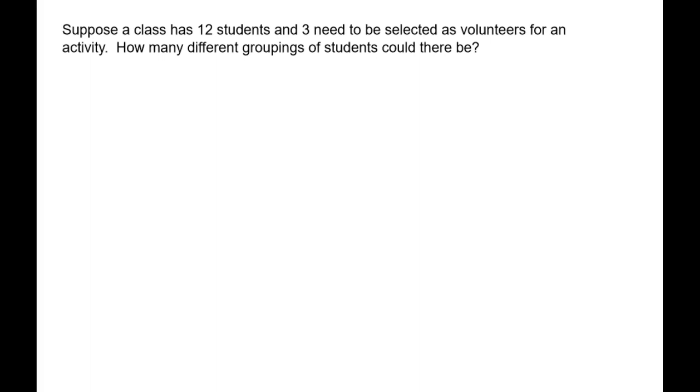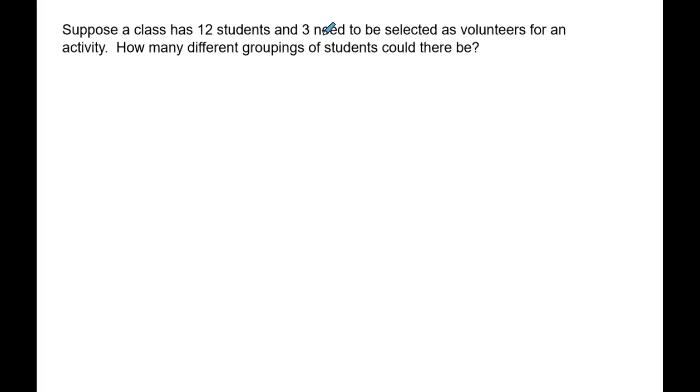So the first thing we need to determine is whether this is a permutation or a combination. So we have 12 total students. We need to select 3 of those to be volunteers for an activity. It does not matter the order in which those 3 students are selected. All that matters for the different number of groupings is which 3 students we have grouped together.